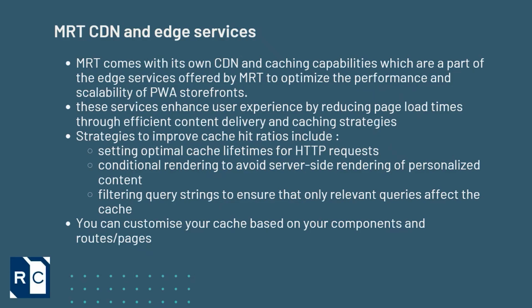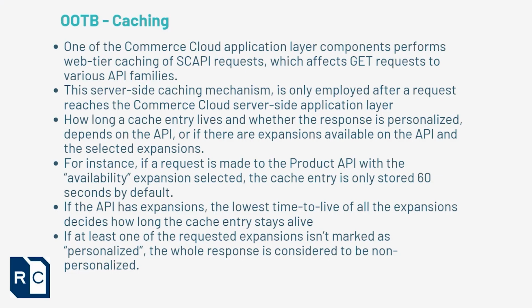There are some other strategies that can be implemented to improve cache hit ratios. These are things that those in development would obviously know about, but I'll just go over a couple of points. For example, you want to set optimal cache lifetimes for different HTTP requests. You want to ensure that you're performing conditional rendering. We can get into conditional rendering; it's also discussed later on. And then you're also filtering query strings. There is the option of customizing cache as well that is available in PWA Kit, which is similar to what we had in SFRA and SiteGenesis.